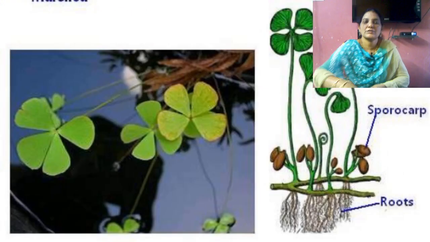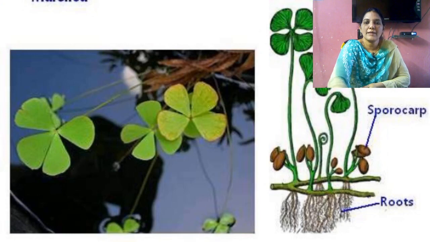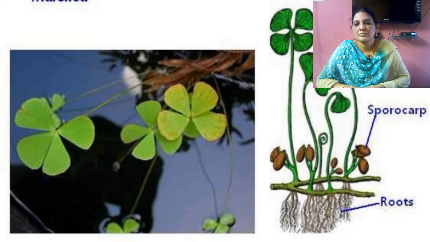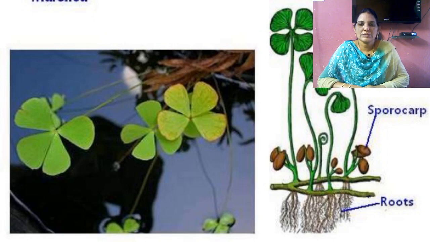So coming to the external structure of the plant, the underground stem is called the rhizome. The rhizome is divided into nodes and internodes. Each node produces adventitious roots. These roots absorb water and minerals and help in fixation to the soil, fixation in the water.